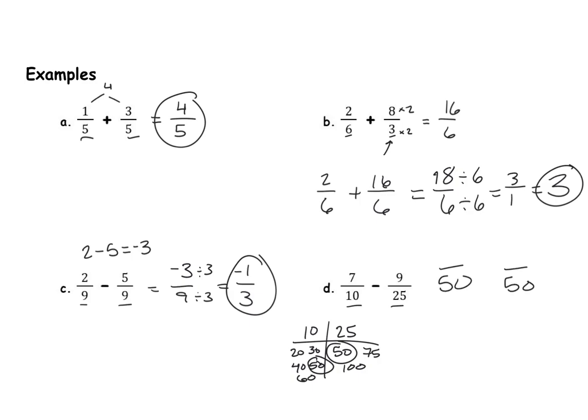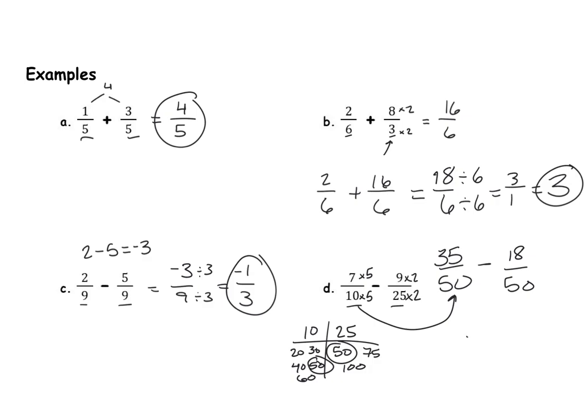I'm going to keep it the same, it's subtracting. Except now I have to think, okay, how do I go from 10 to 50? Well, 10 times 5 is 50. So we're going to multiply the top by 5 as well. 7 times 5 is 35. For the other one over here, 25 times 2 is 50. So we're going to multiply 9 times 2, which is 18.